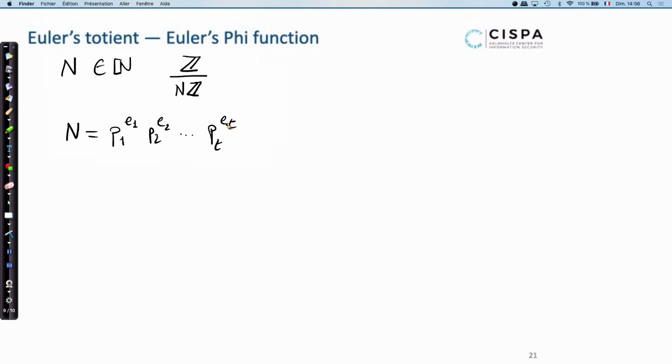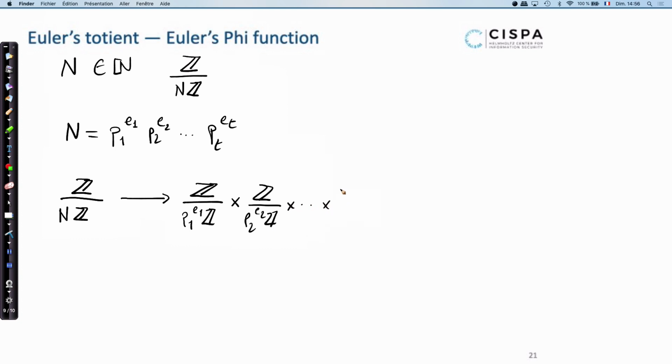Okay, and thanks to what we just did with the Chinese remainder theorem, you know that there is going to be a ring isomorphism between Z over nZ and Z over p1^e1 Z times Z over p2^e2 Z times ... times Z over pt^et Z. Because any powers of distinct primes are of course coprime, so their GCD is 1. Okay, so this is an isomorphism here.